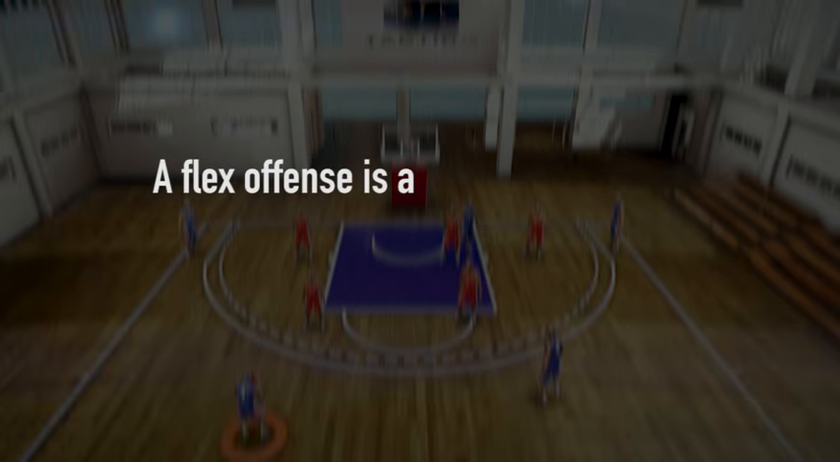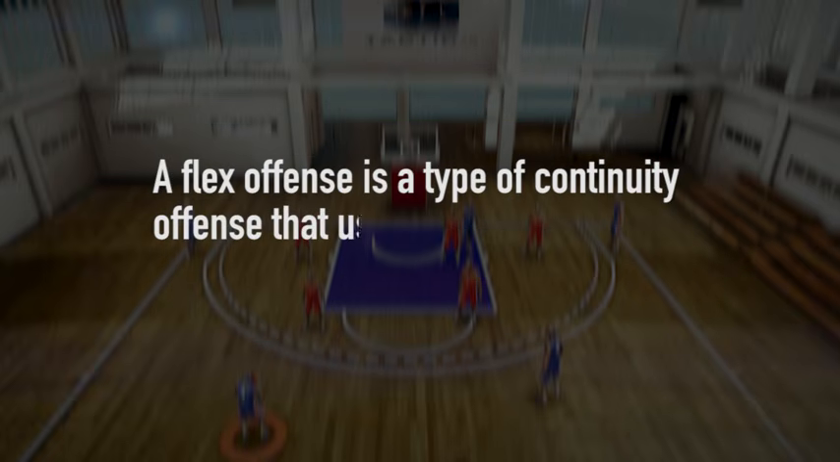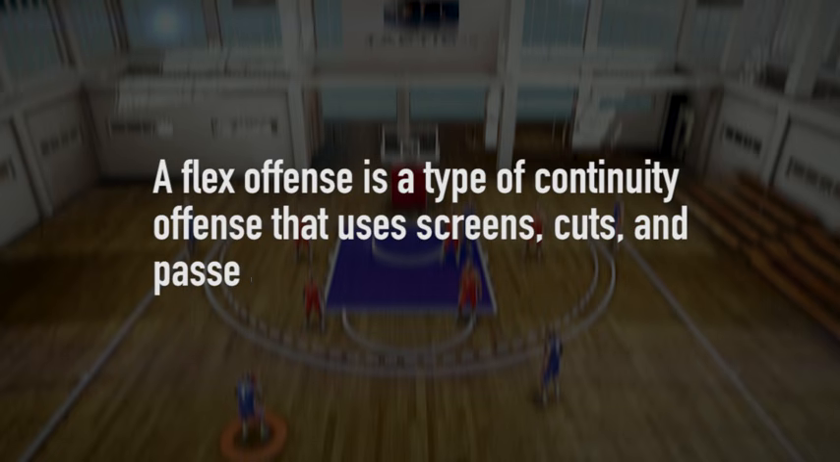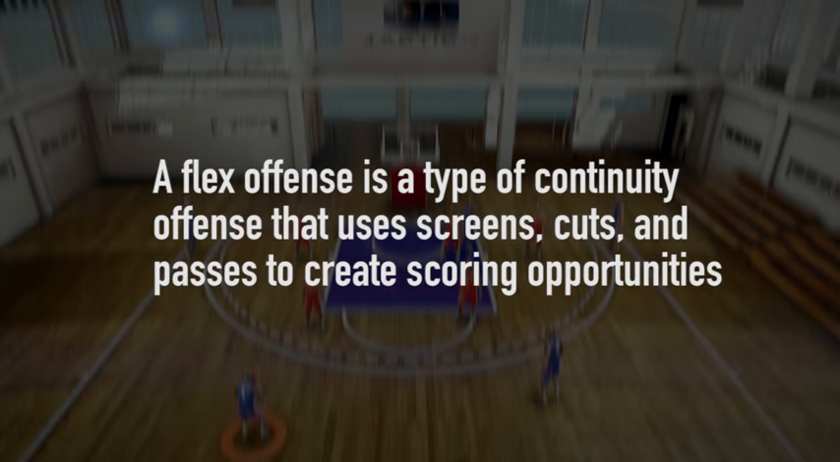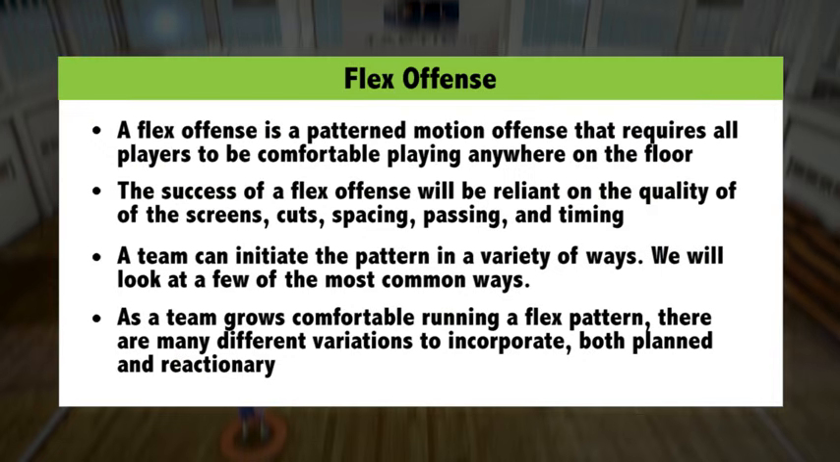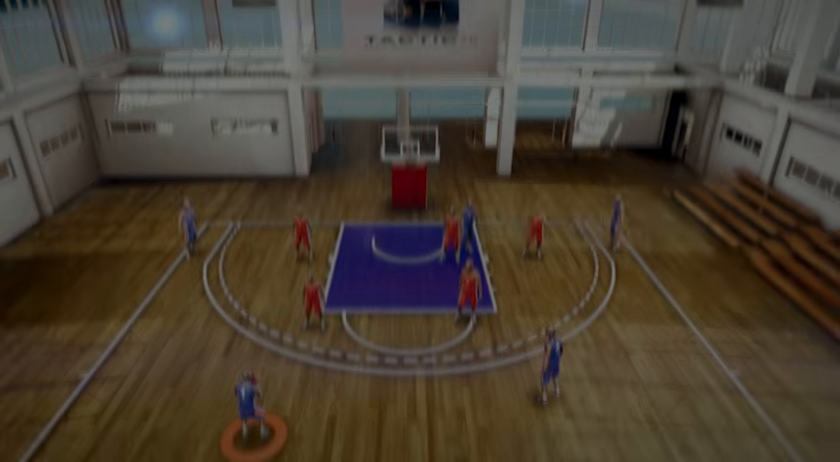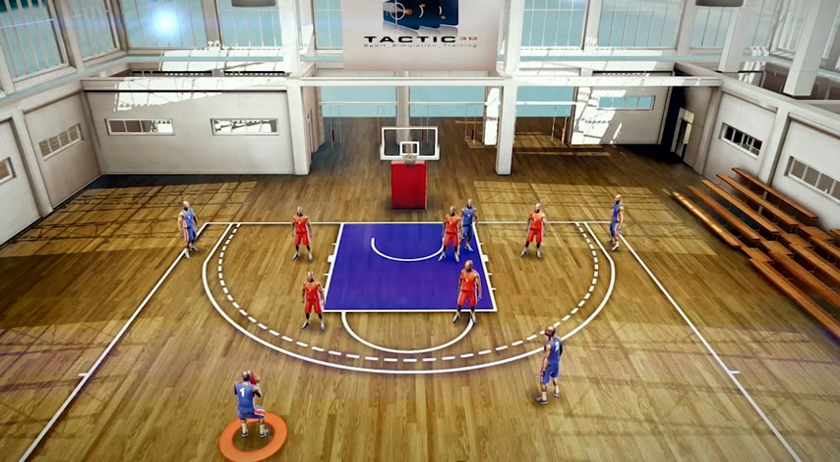A flex offense is a type of continuity offense that uses screens, cuts, and passes to create scoring opportunities. Here are some things to think about when it comes to running a flex. Let's look at the pattern in animation. A flex offense typically starts as a 4-out, 1-in offense.